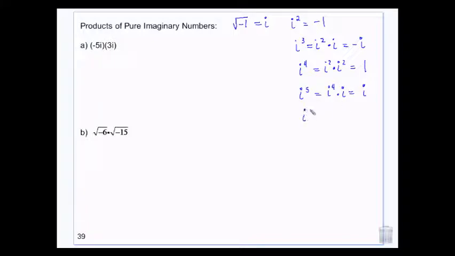Because if I go to i to the sixth, I get back to a negative 1. i to the seventh will give me a negative i, i to the eighth will give me 1, i to the ninth will give me i. So it's i, negative 1, negative i, 1, positive i.